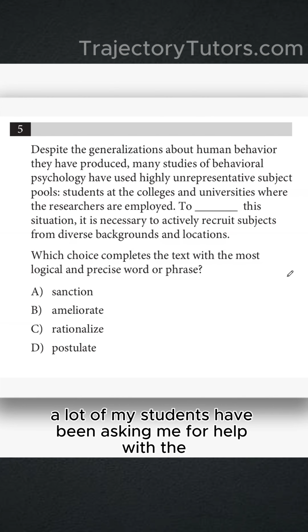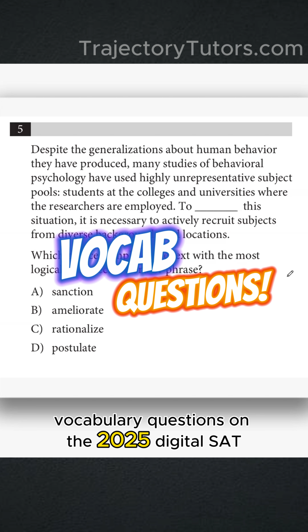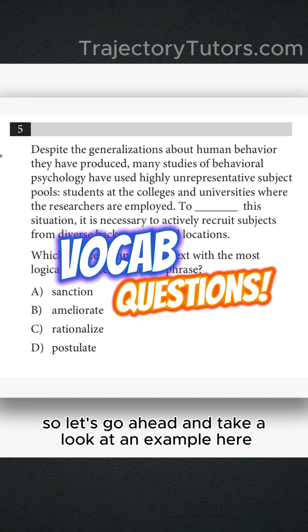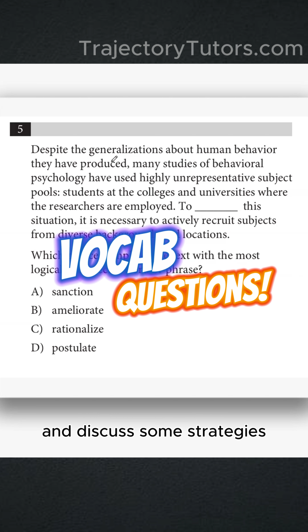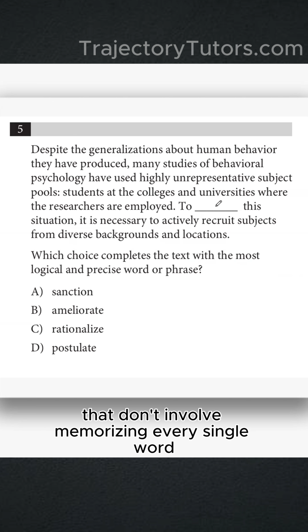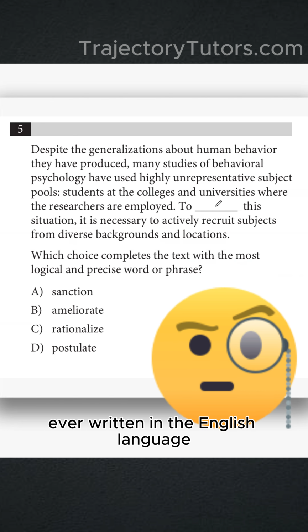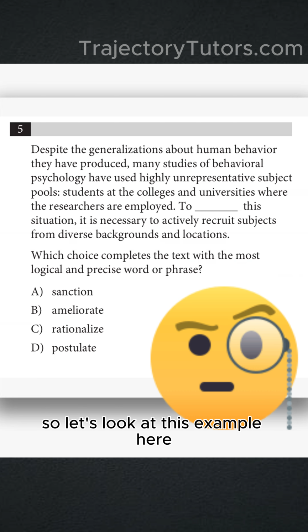A lot of my students have been asking me for help with the vocabulary questions on the 2025 digital SAT. So let's go ahead and take a look at an example here and discuss some strategies that don't involve memorizing every single word ever written in the English language. So let's look at this example here.